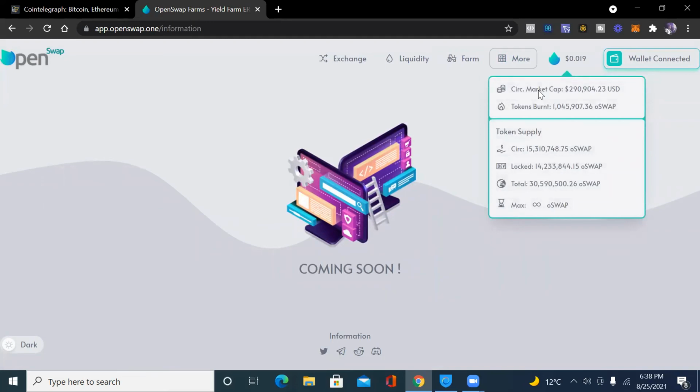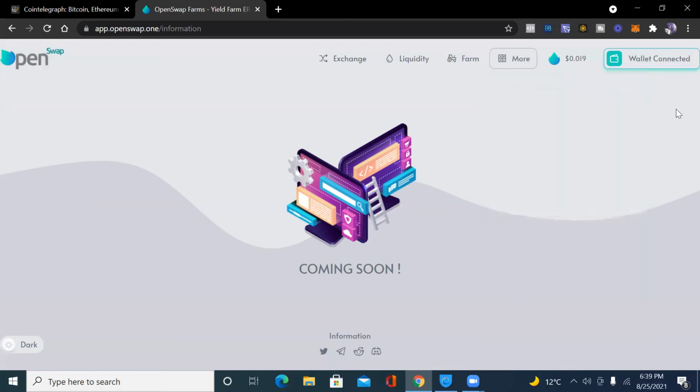Then if you hover over this, it shows you the circulating market cap, 290,000. The total tokens burned is about 1 million. Then we see the total supply is 15 million, and the total locked is 14 million. The total overall is 30 million. Then the max supply is infinite. I don't know necessarily about the max supply being infinite, but like I said, I'm new to crypto, so I'm just going over the things that I'm seeing on the exchange.